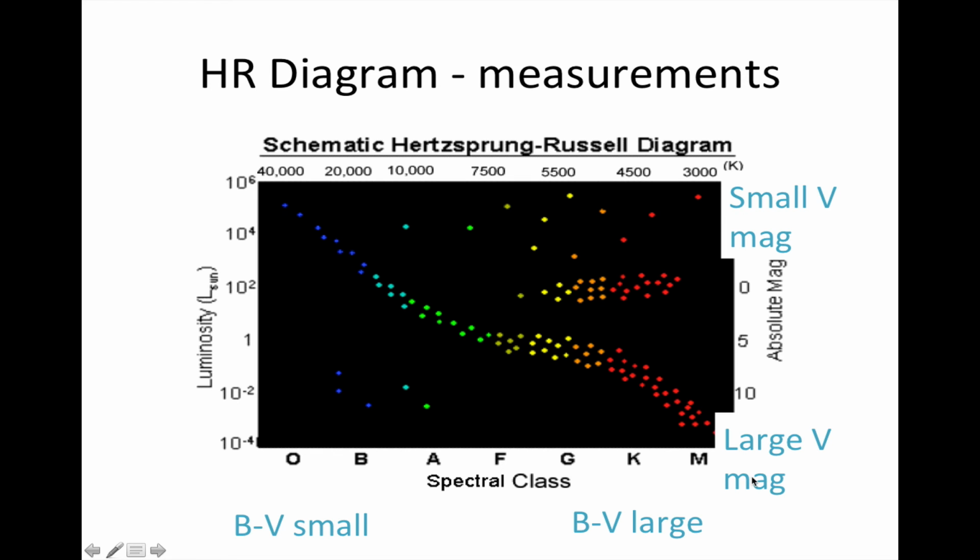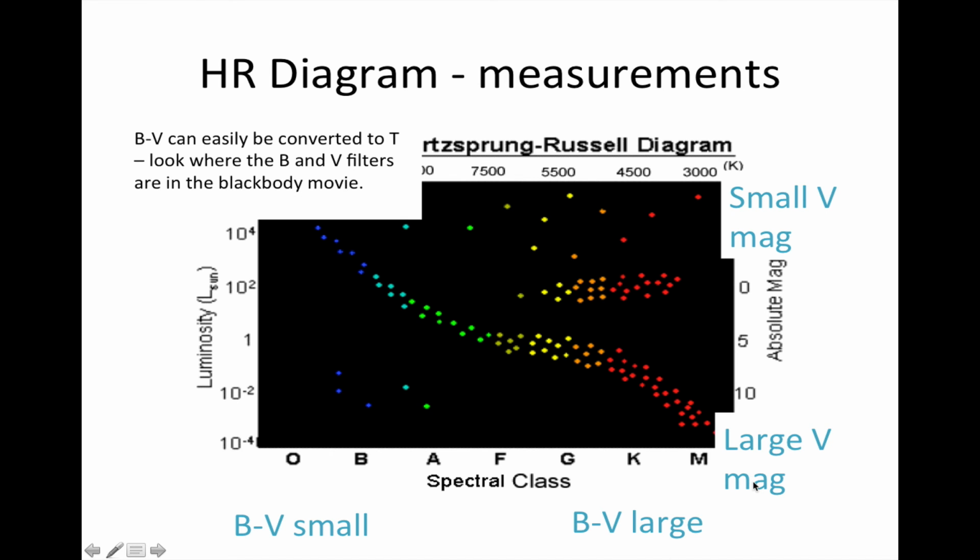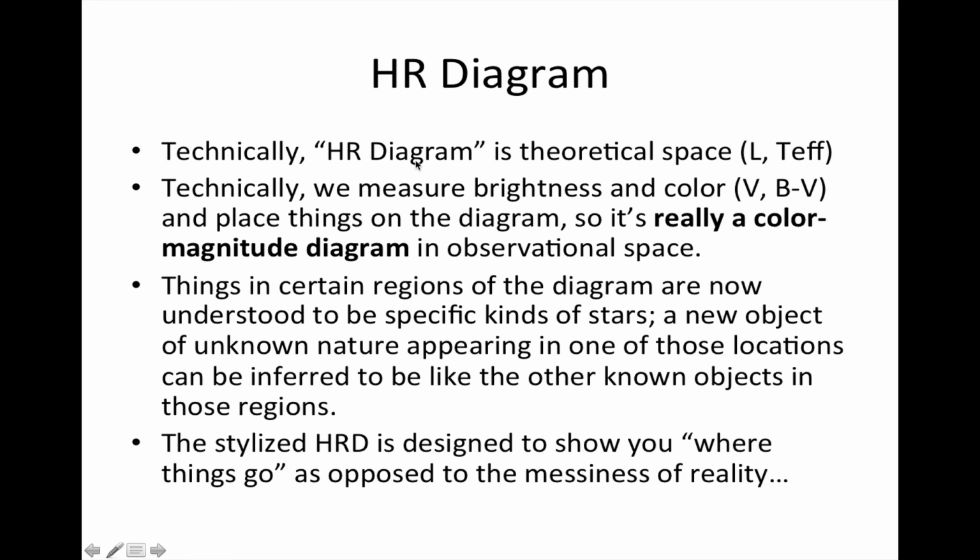So if you go to plot this, say in Excel, you're going to have to convince Excel to plot it with the large numbers on the bottom. Now remember, because B minus V can easily be converted to temperature, you can make this mapping between B minus V and temperature really easily. So the HR diagram, technically as it's defined, is in theoretical space, the luminosity and effective temperature. But when we go out and actually take data, we're measuring brightness and color, say V and B minus V, and we place things on the diagram.